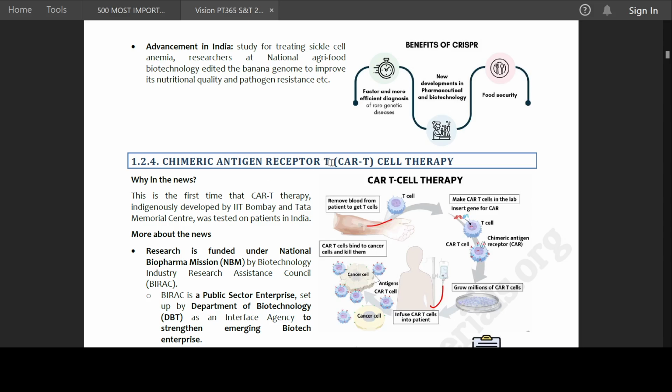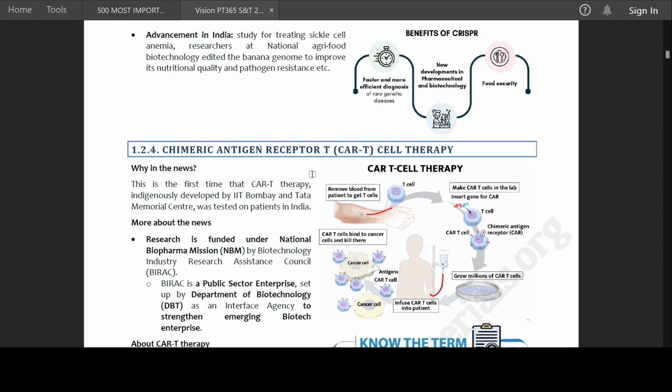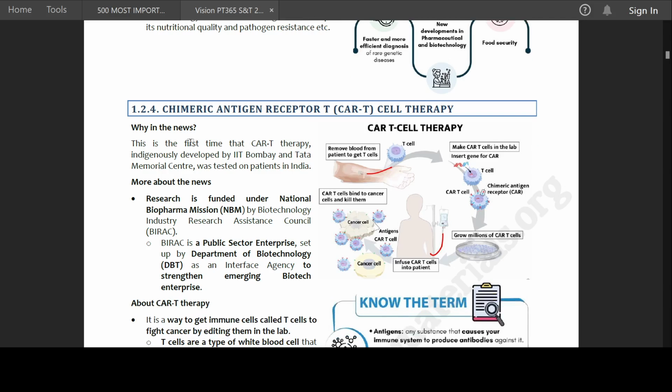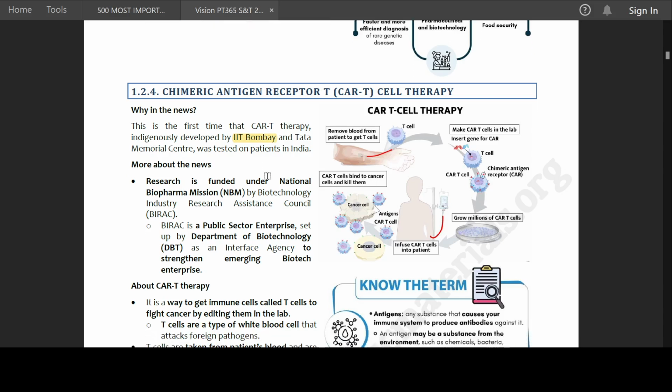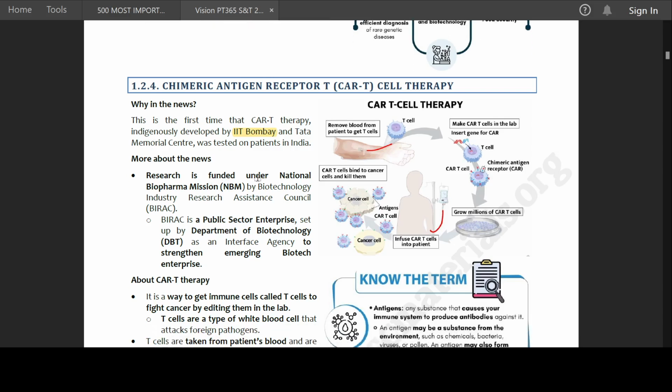Chimeric antigen receptor T, CAR T cell therapy. This is also one of the commonly seen therapies in the news. Okay, this is the first time that CAR T therapy indigenously developed by IIT Bombay and Tata Memorial Center was tested on patients in India. Research is funded under the National Biopharma Mission by the Biotechnology Industry Research Assistance Council, BIRAC. BIRAC is a public sector enterprise set up by the Department of Biotechnology.